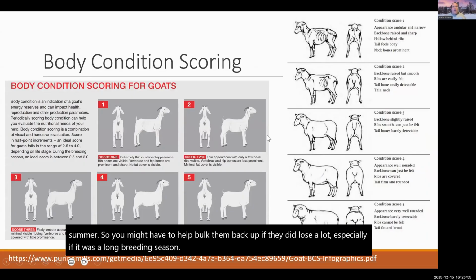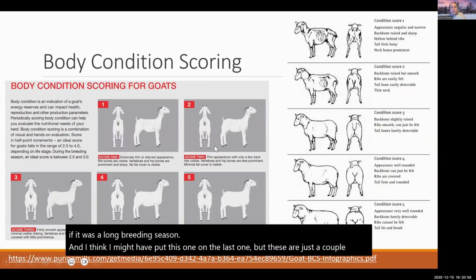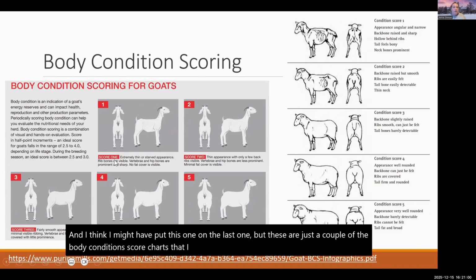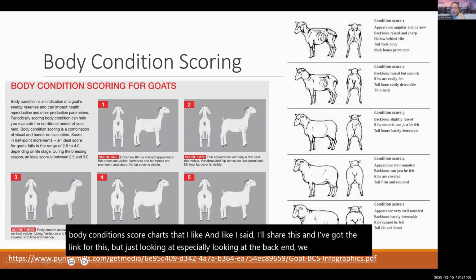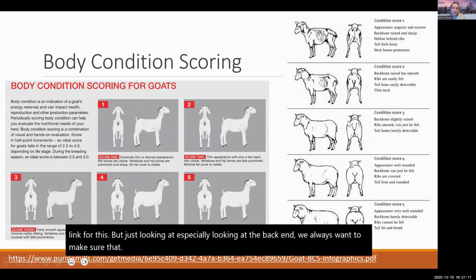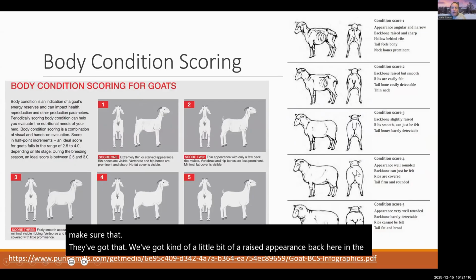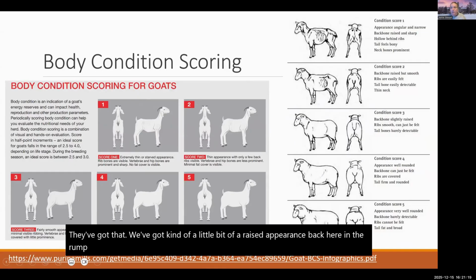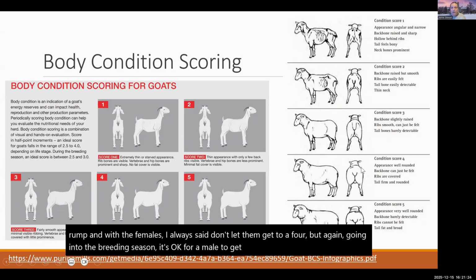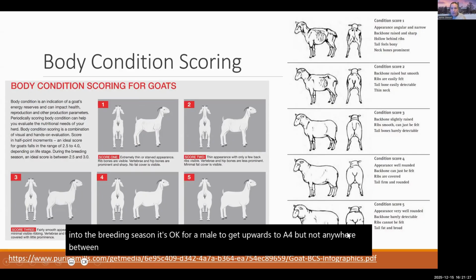I think I might have put this one on the last one, but these are just a couple of the body condition score charts that I like. And like I said, I'll share this, and I've got the link for this. Especially looking at the back end, we always want to make sure that we've got a little bit of a raised appearance back here in the rump. With the females, I always said don't let them get to a 4, but again, going into the breeding season, it's okay for a male to get upwards to a 4, but not anywhere between a 4 and 5. You don't want to get beyond that, where they're just obese, because like I said, it'll affect their motility.